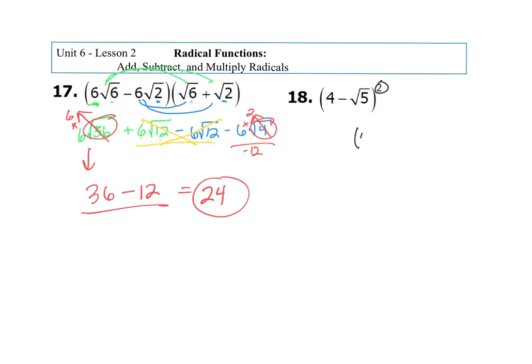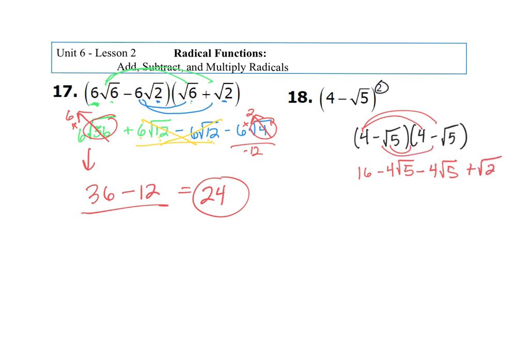On number 18, remember when we square a binomial, that's telling us how many we have of that term. So this is 4 minus square root 5 times its own self, 4 minus square root 5, which means we need to FOIL. So 4 times 4 is 16. 4 times negative square root 5 is minus 4 square root 5. Then we have minus the same thing again, 4 square root 5. And then negative square root 5 times negative square root 5 is positive square root of 5 times 5, which is 25. They're both underneath, so we can multiply them.